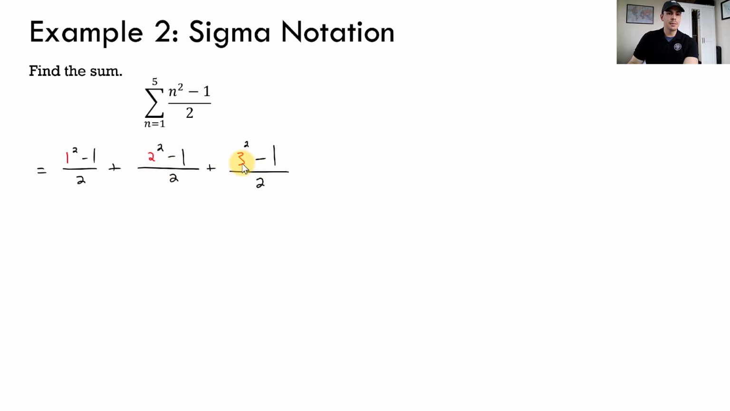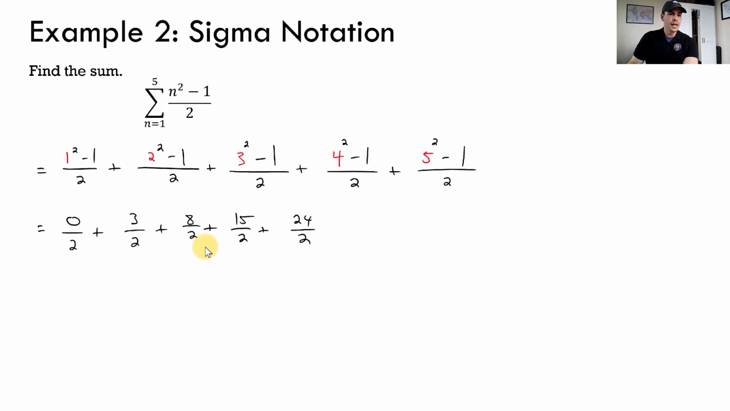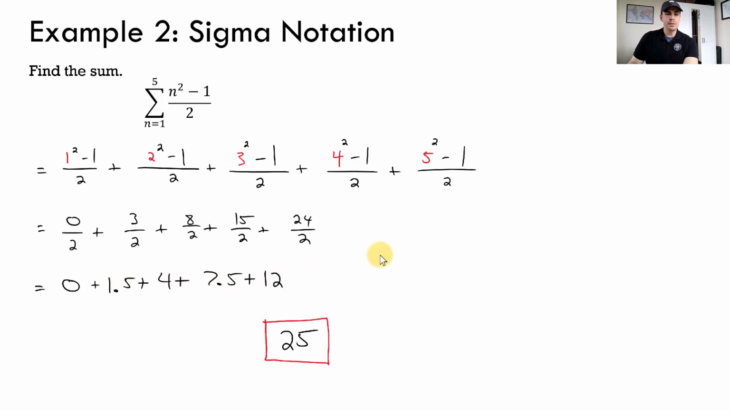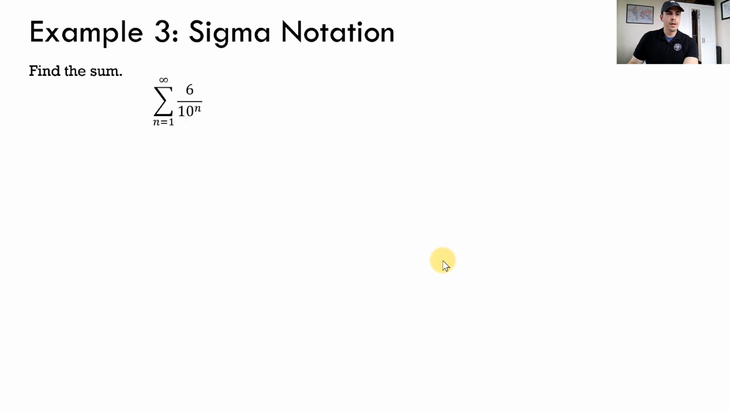Now, my third term, I would have n equals 3. Fourth term, n equals 4. And fifth term, I would plug in 5 for n. And then we can just go ahead and start simplifying this. So we have, in decimal form here, 0 plus 1.5 plus 4 plus 7.5 plus 12, and that's going to be 25.